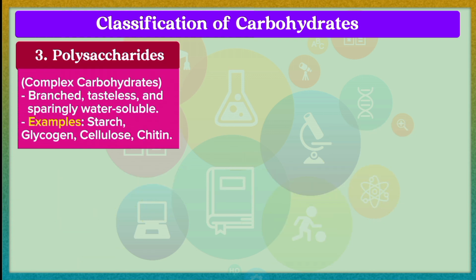Polysaccharides are the most complex and the most abundant carbohydrates. In nature, they are usually branched and tasteless. They are formed by several monosaccharide units linked by glycosidic bonds. Polysaccharides have high molecular weights and are only sparingly soluble in water. Some biologically important polysaccharides are starch, glycogen, cellulose, dextrins, agar, pectin, and chitin.